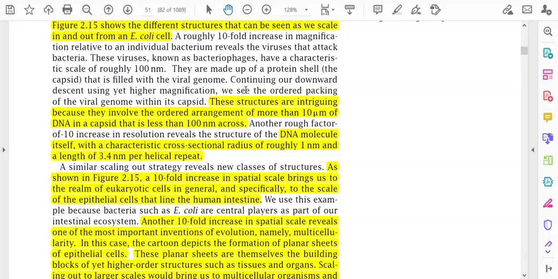Now if you magnify it further, then you will be able to see the viral genome within its capsid, and this structure of the capsid is intriguing because it involves the ordered arrangement of more than 10 micrometers of DNA in a capsid that is less than 100 nanometers across. This sentence is very important.